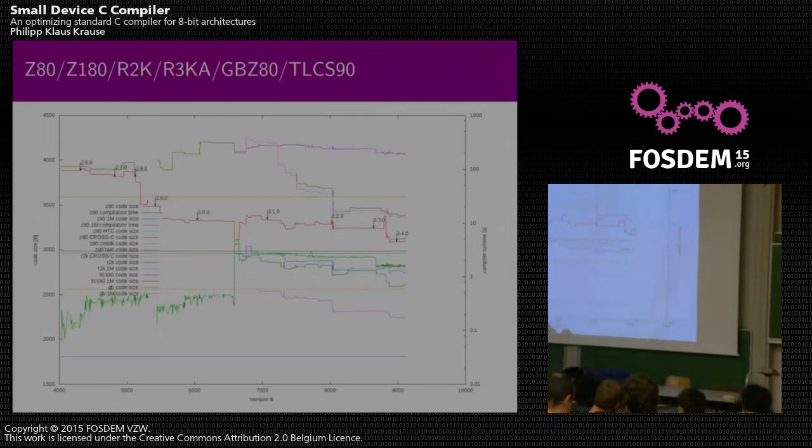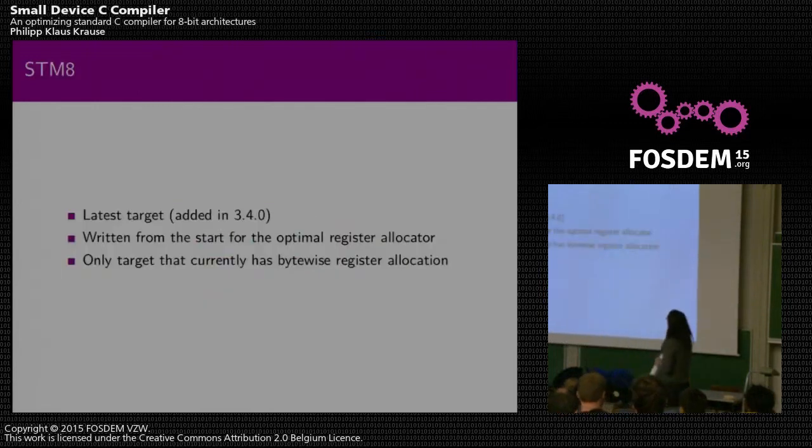Yeah, this yellow line is a non-free compiler targeting the Rabbit, so you have to compare with this line instead of those up there. So we're better there as well. Okay. The latest target added in SDCC is STM8 for STMicroelectronics, an 8-bit architecture.